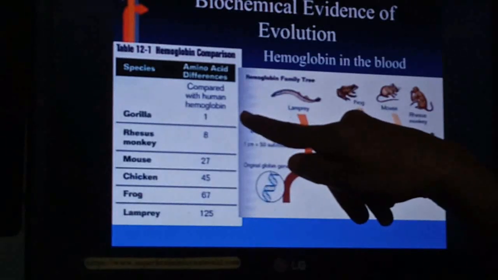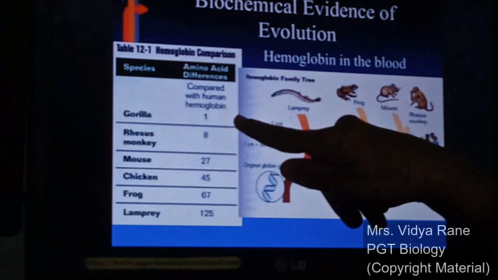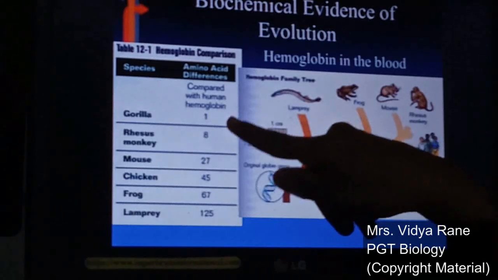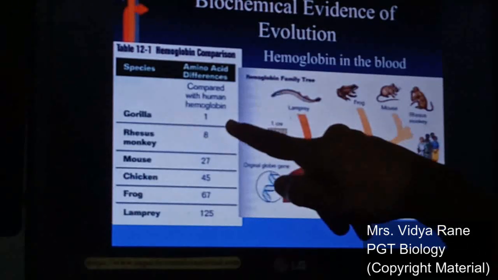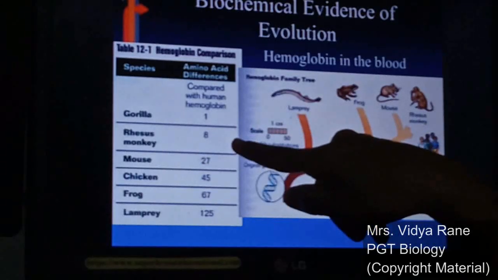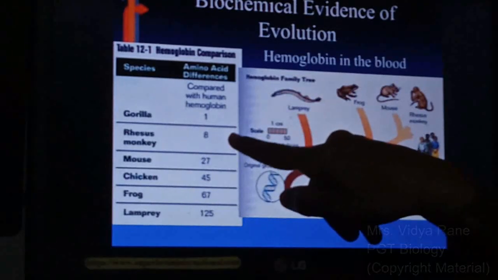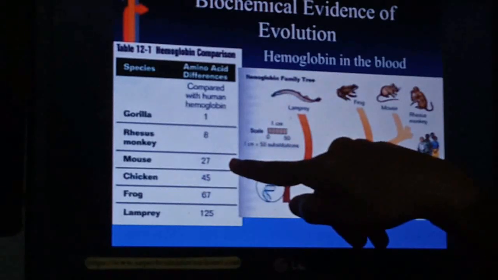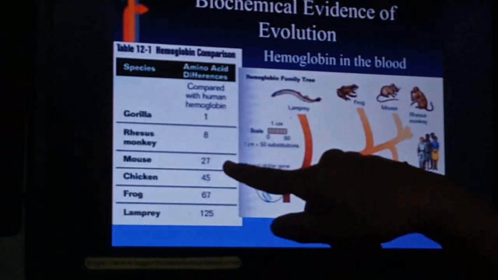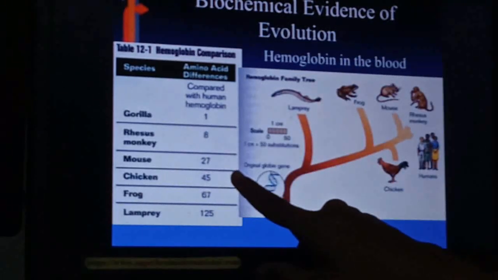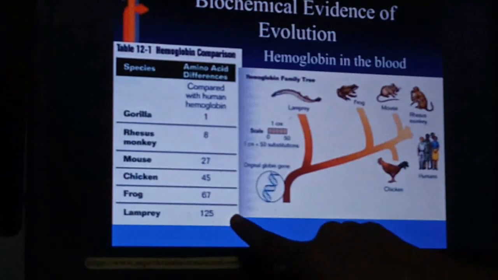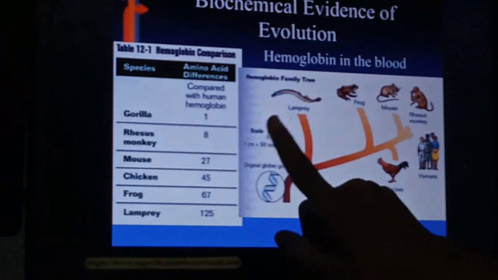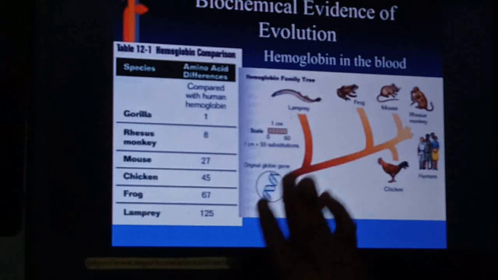In gorilla, if you look at hemoglobin, only one amino acid is different from the human amino acids. In rhesus monkey, 8 amino acids are different. In mouse, 27 amino acids are different. The rest are all the same. In chicken, 45, like that. Frog 67, and in lamprey it is 125 amino acids that are different from the human amino acids.